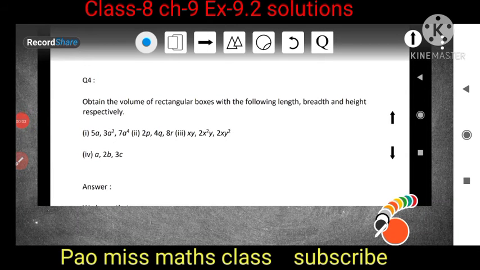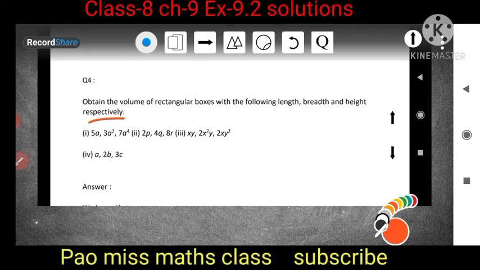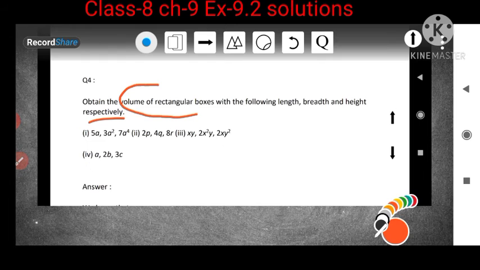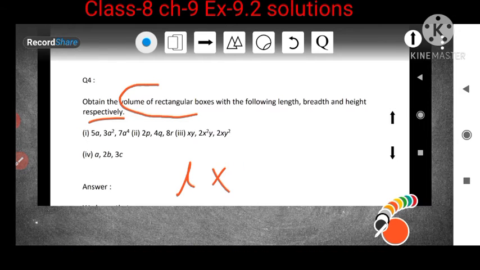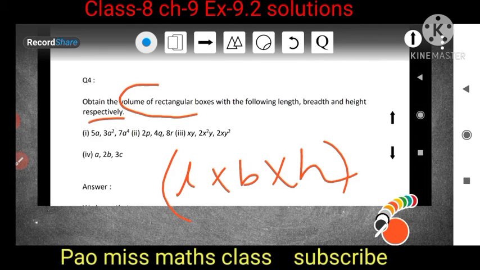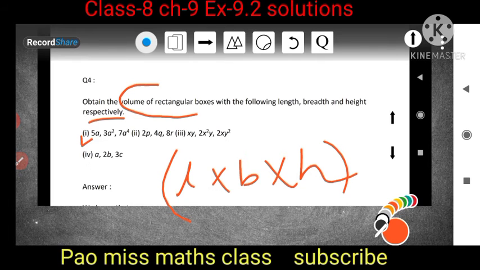Obtain the volume of rectangular boxes with the following length, breadth, height respectively. So what do we have to find? We have to find the volume of the rectangular box. Okay, so what is the formula of volume? We know length into breadth into height, isn't it? This is the formula for volume of rectangular boxes. So here length is given, breadth is given, and then height is given.